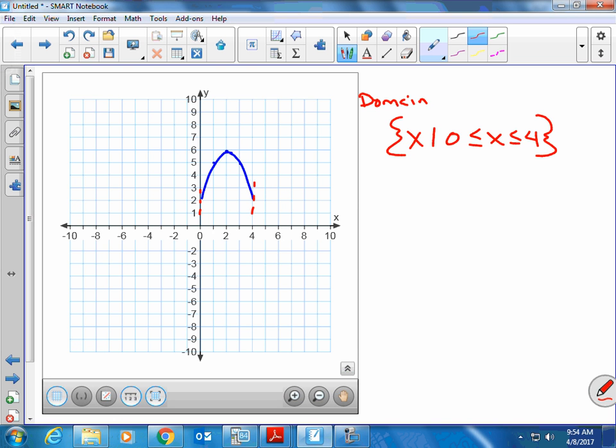Range, smallest y value is 2. Largest y value is 6. So my range is a set of all y values such that y is less than or equal to 6 and greater than or equal to 2. Hope we're getting the hang of it. Let's try another one.